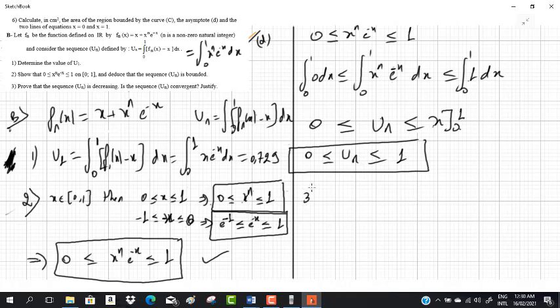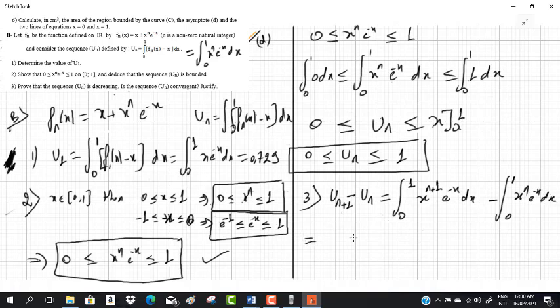Part 3. Prove that the sequence u_n is decreasing. To show a sequence is decreasing, usually we study the variations by computing u_(n+1) minus u_n. That is the integral between 0 and 1 of x^(n+1) e^(-x) dx minus the integral from 0 to 1 of x^n e^(-x) dx.